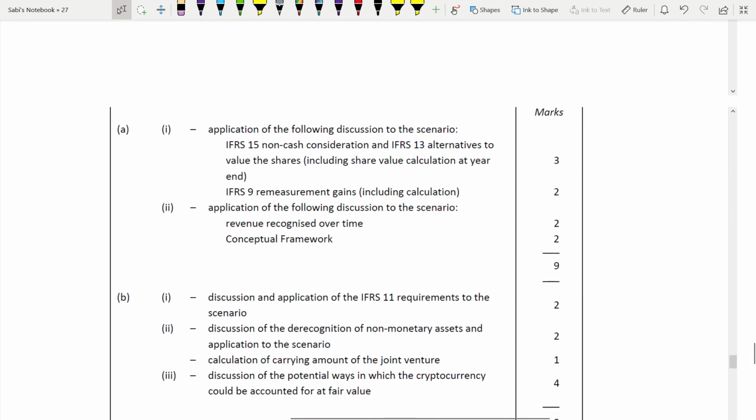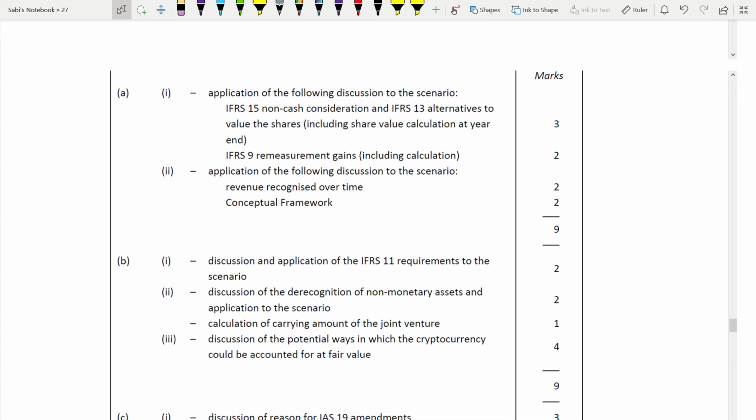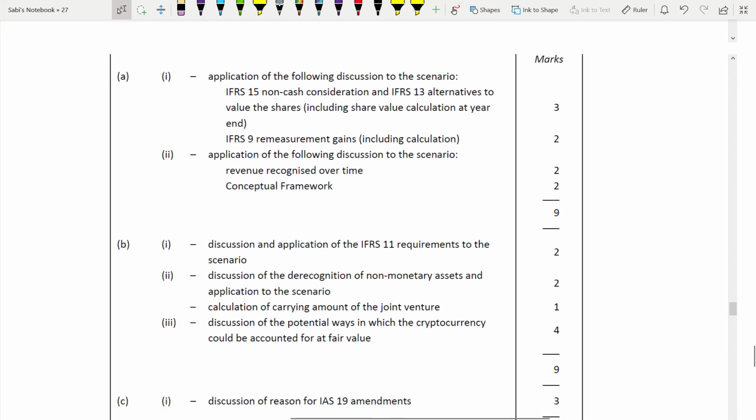Do we have the marking? Yes, we have the marking scheme also. So for the first part it was 9 marks. 3 marks you'll be getting for the application of IFRS 15 and IFRS 13. IFRS 15 to non-cash consideration and IFRS 13 to the valuation of the shares. Okay, and then 2 marks for IFRS 9 remeasurement gains. Also including calculations is 2 marks.